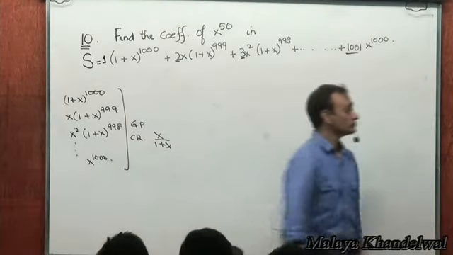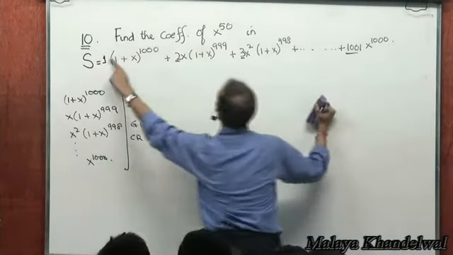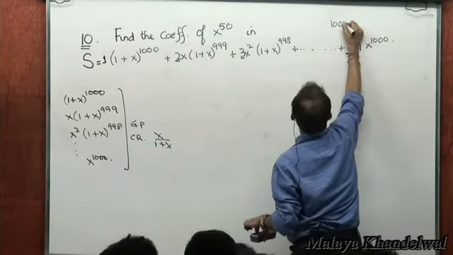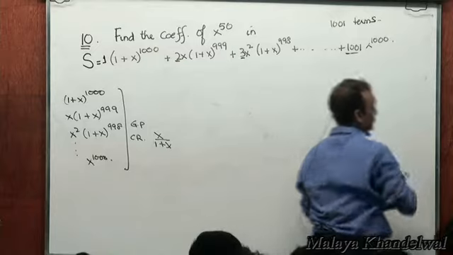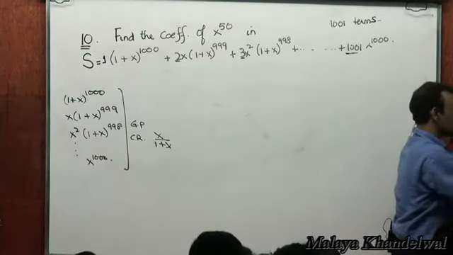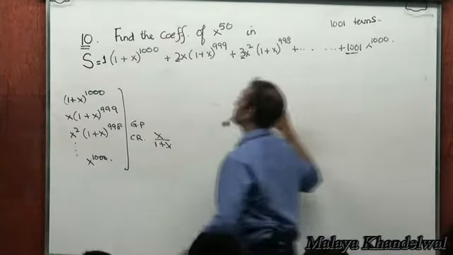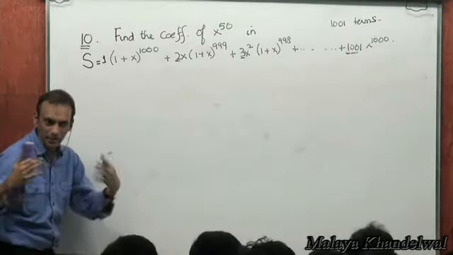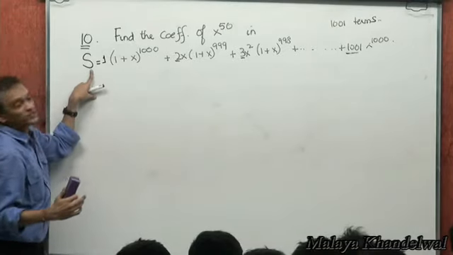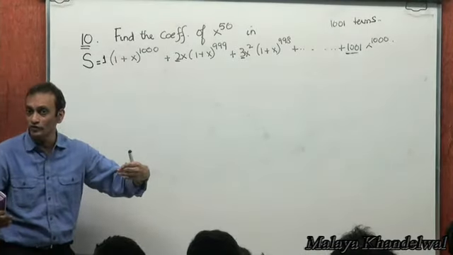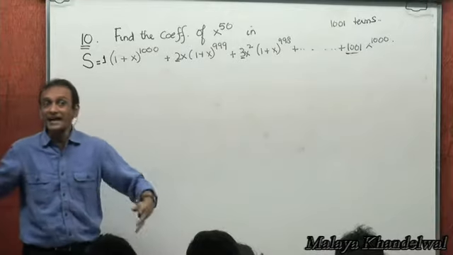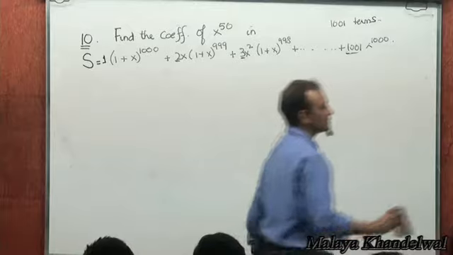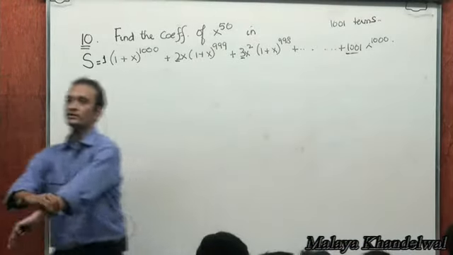Now, how many terms are these? 1, 2, 3 up to 1001. 1001 terms, isn't it? Now, to deal with this arithmetico-geometric progression, if R is the common ratio, x by 1 plus x, of the GP part, then we multiply S with R and shift the whole thing 1 unit to the right. That was a routine procedure. If you've forgotten, you need a test in progressions.